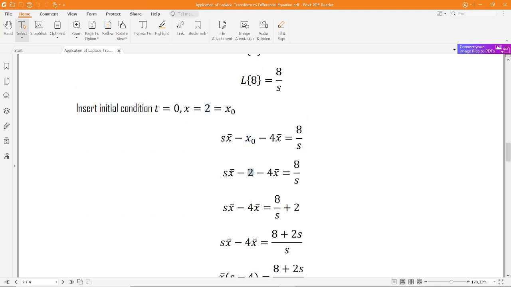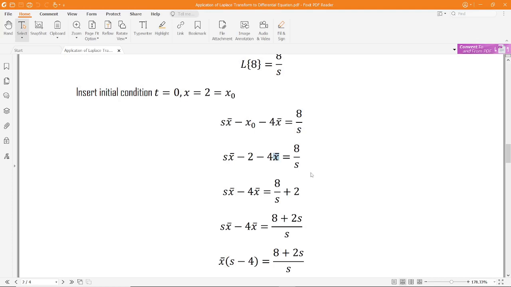So s x bar minus 2 minus 4 x bar equals 8 over s. Now the main thing about the rearrangement is to work around all of this and make x bar the subject. So the first thing that was done is to bring this constant minus 2 to the right side of the equality sign, which makes it positive 2.